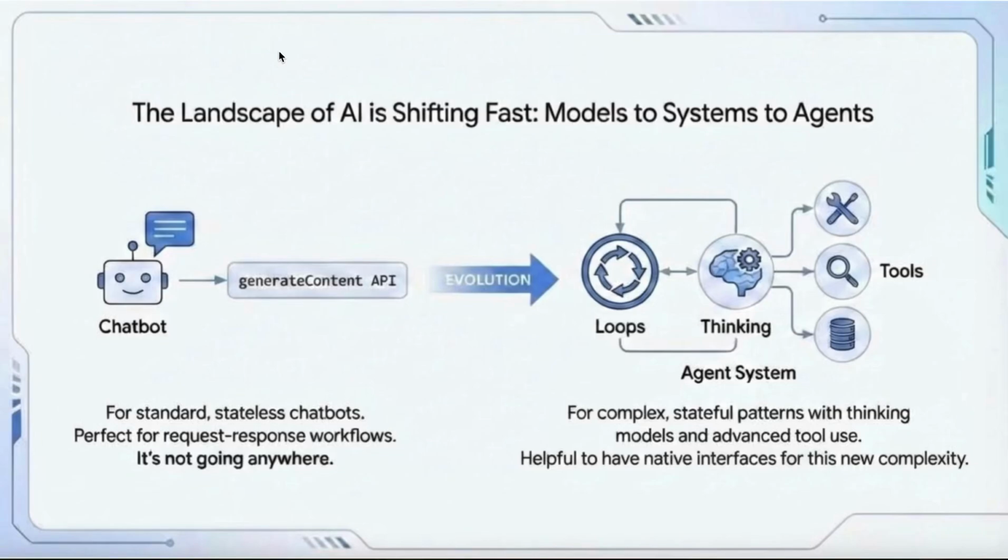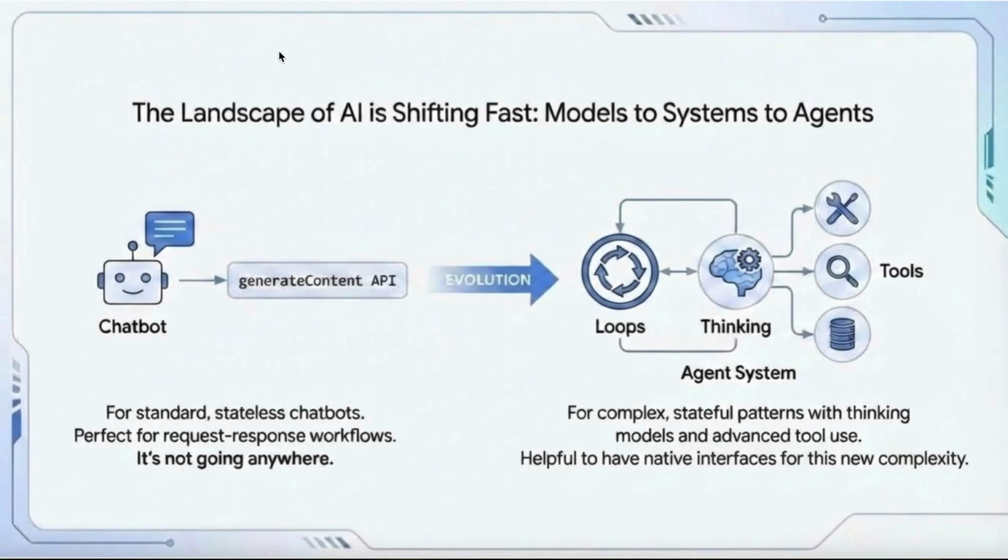The landscape of AI development is shifting massively right now. The industry is moving from simple request response cycles towards complex stateful multi turn agentic workflows. The standard generate content API remains the perfect tool for use cases like chatbots or text completion and handles those stateless tasks beautifully. However, with the rise of thinking models and advanced tool use, development requirements are changing.